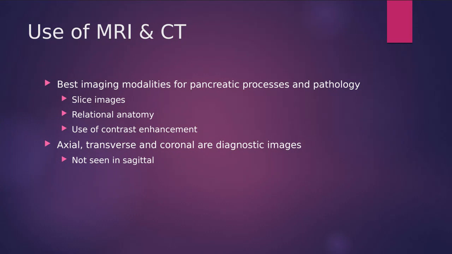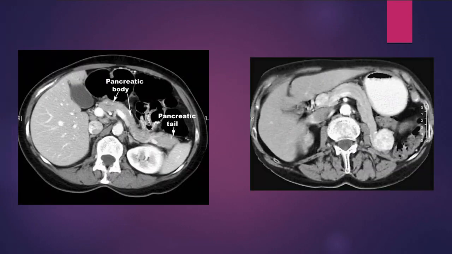And they also use contrast enhancement. So they inject their patients with contrast to make these organs and these structures light up like a Christmas tree. So transverse, axial, and coronal images are going to be how they take their pictures of the pancreas. They don't even look at the pancreas in sagittal, so kind of like us in a sense. Now let's see what this looks like.